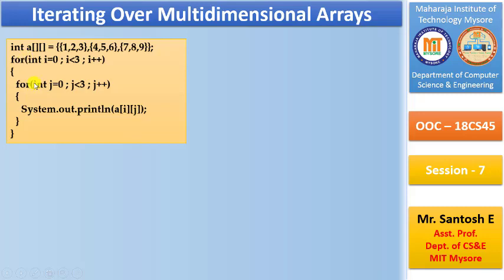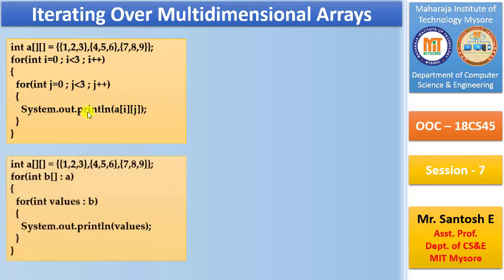Using the nested for loop, I am going to print all the array elements. This is the same as what you have been doing until now. And now just look at this example, the way we are going to use the for each style of looping whenever we talk about the for each style with the multi-dimensional array. In this case, now just look at this.